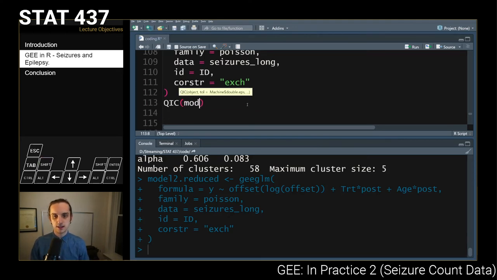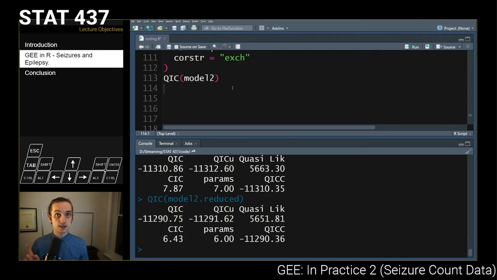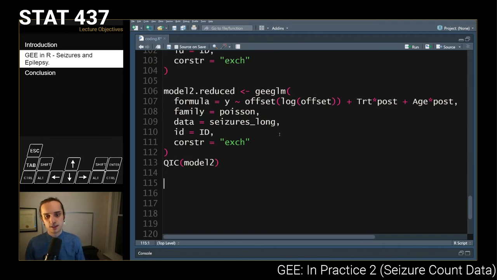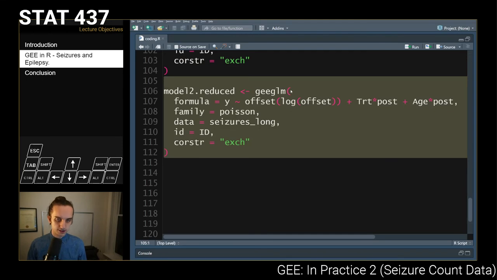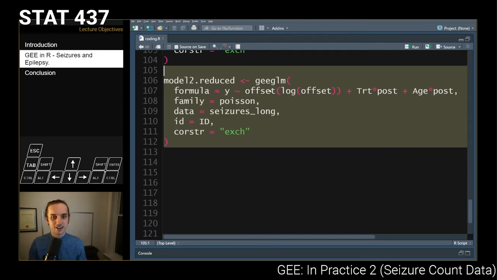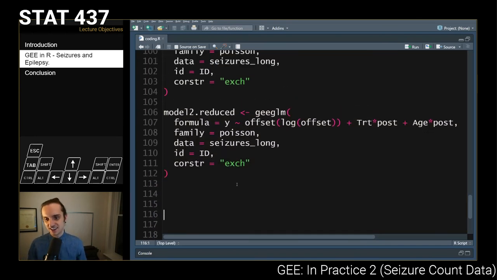So if I go QIC model two and QIC model two reduced, remember they have the same correlation structure. So we're comparing these QIC values here, and we would like the smaller one. And so in this case, the reduced model might not be acceptable. Of course, we could also do an ANOVA difference as well here, but it depends on exactly what you want to do. That's up to you. This whole model selection process is more of an art than a science, as they would say.